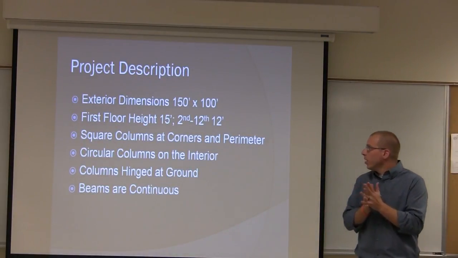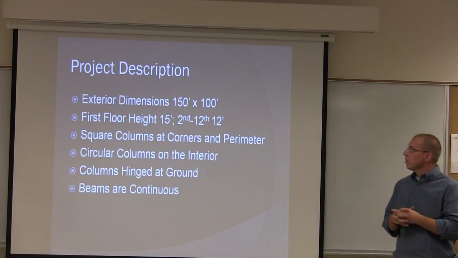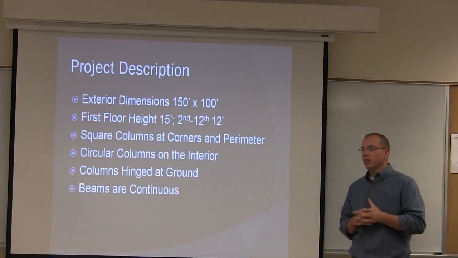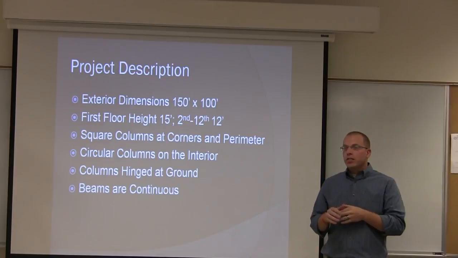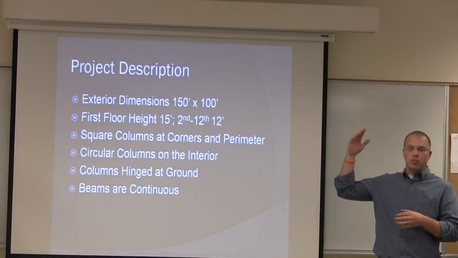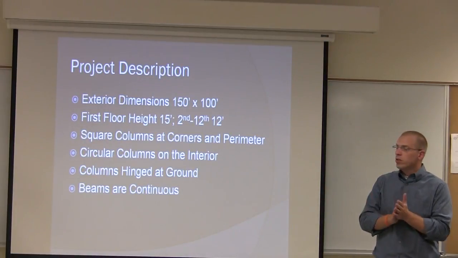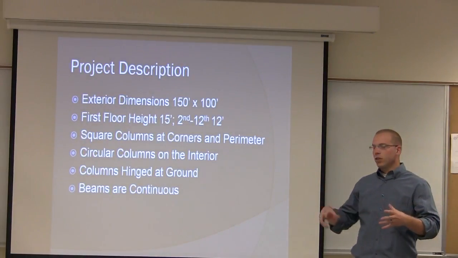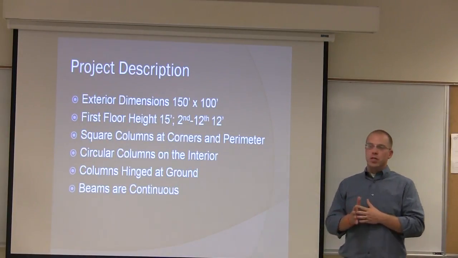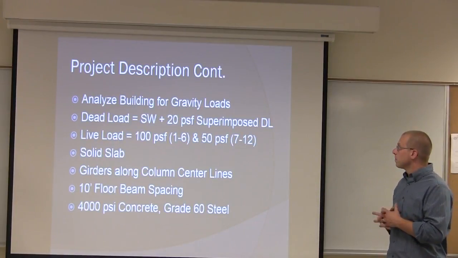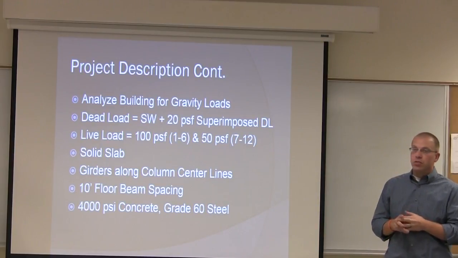Our project description, as everybody else has stated: we have exterior dimensions of our building of 150 feet by 100 feet, our first floor height of 15 feet, and every additional floor up is 12 feet. We were required to use square columns at the corners and around the perimeter, and circular columns on the interior. All columns are hinged at the ground, and the beams are continuous. We are to analyze the building for gravity loads.